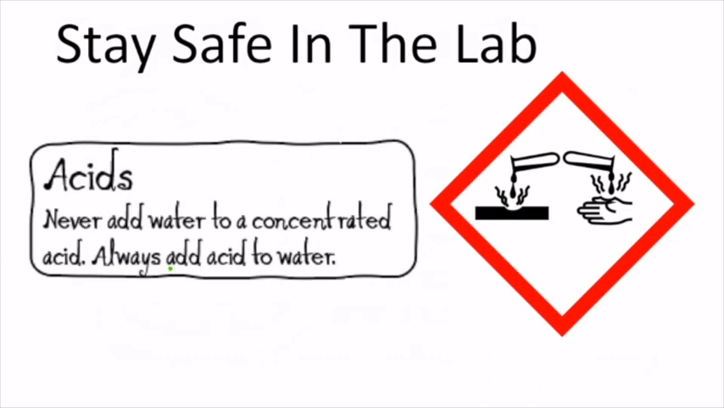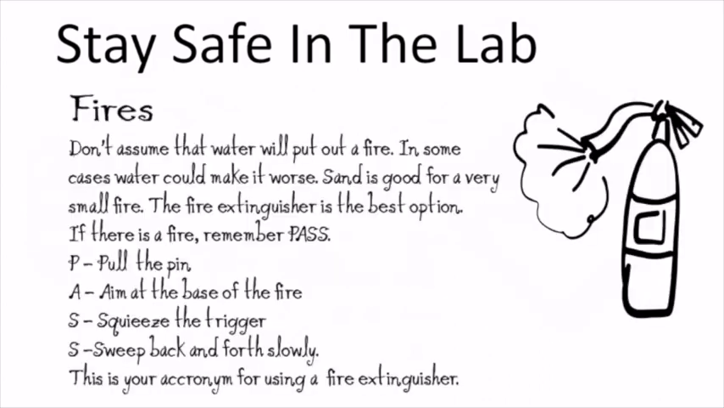So always add acid. If there's a fire in the lab, don't assume that water will actually put the fire out. In some cases, it can make it worse. Sand is a very good option for a small fire. The fire extinguisher is always your best option though. If there's a fire, remember PASS. So pull the pin, aim at the base of the fire, squeeze the trigger, sweep back and forth slowly. This is the acronym for using a fire extinguisher correctly.